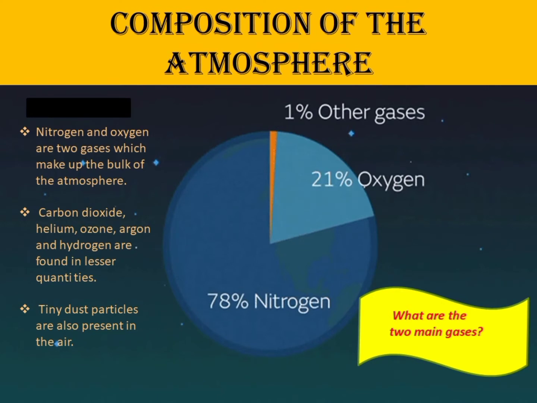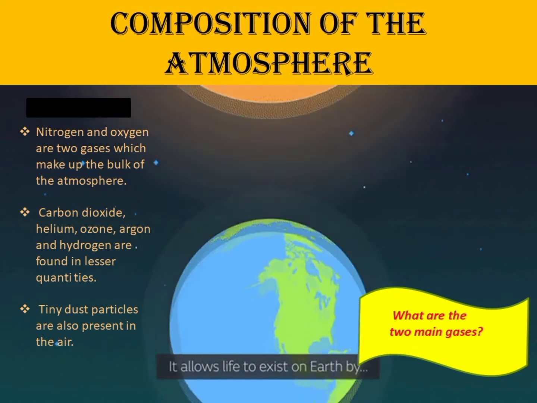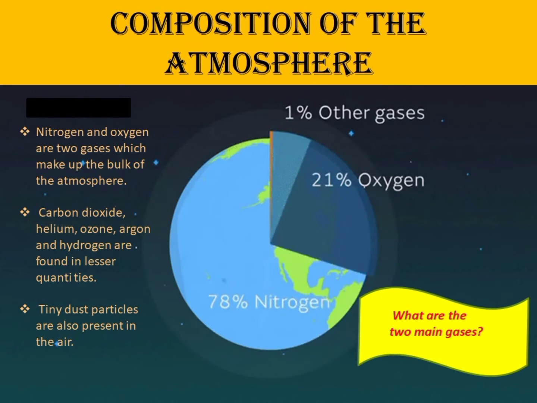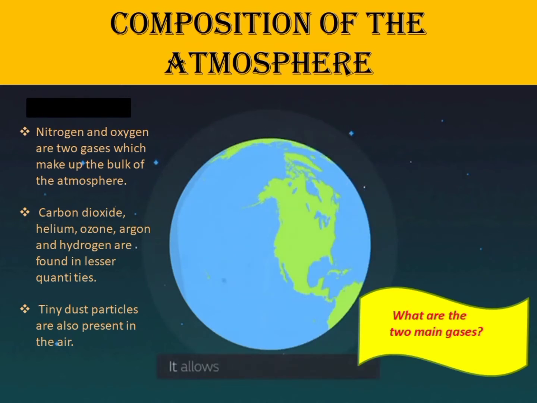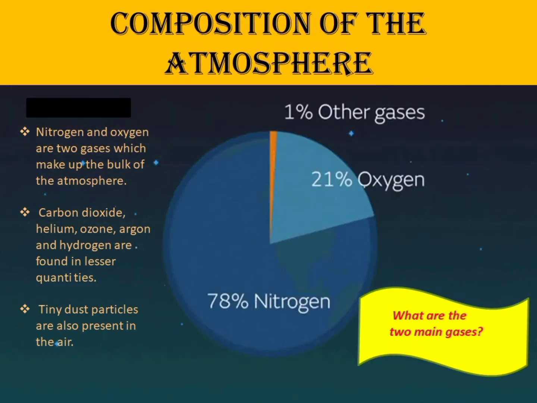Do you know plants also need nitrogen for their survival? They take carbon dioxide, but they cannot take nitrogen directly from the air. Rhizobium bacteria present in soil and the roots of plants convert nitrogen into a form that plants can take.